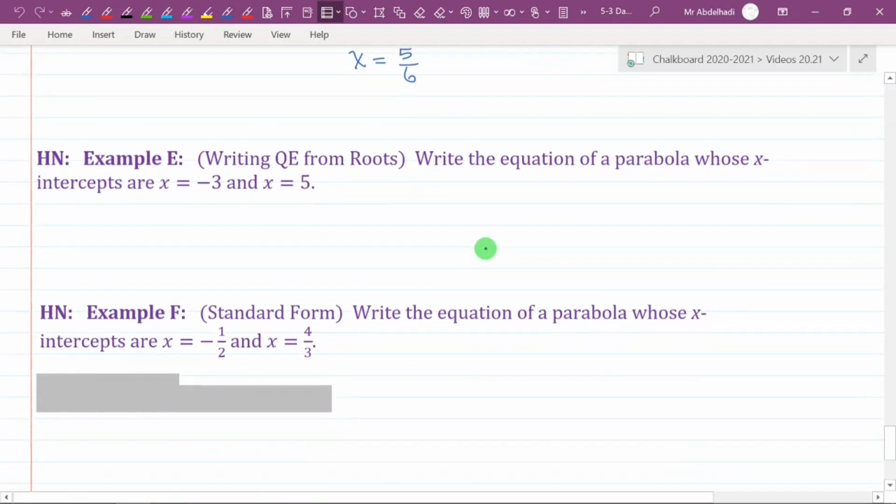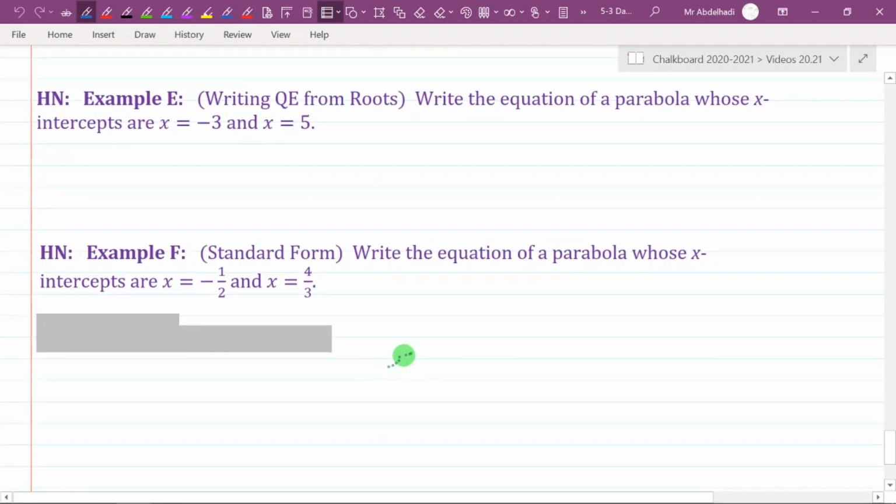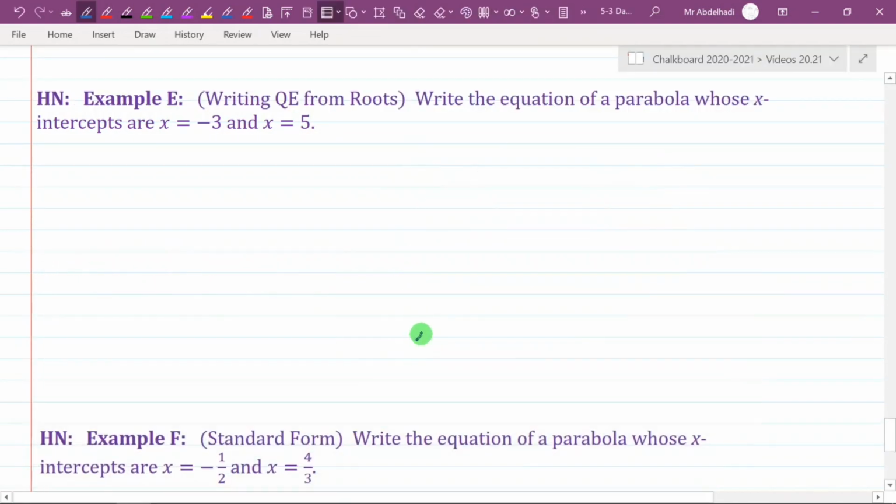This last thing is called writing quadratic equations from roots. So let's say I give you the x-intercepts of a parabola. Could you write me the equation? So for instance, let's say I told you that there's a parabola who has an x-intercept here at 3 and an x-intercept at 5, like that. And there are lots of parabolas, by the way, that could have that property.